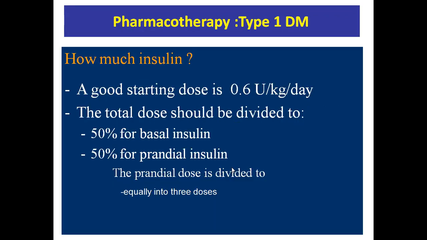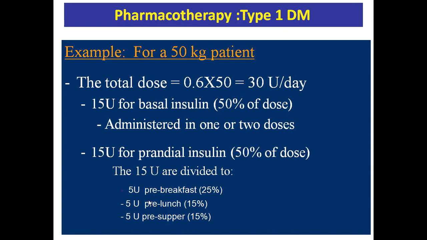So how much insulin do you need to give? A good starting dose is 0.6 units per kg per day. The total dose should be divided 50% for basal insulin and 50% for prandial insulin, and this 50% prandial insulin is divided into 3 equal doses. For example, you have a 50 kg man. The total dose will be 0.6 units into the weight of the patient. This will give you 30 units per day.